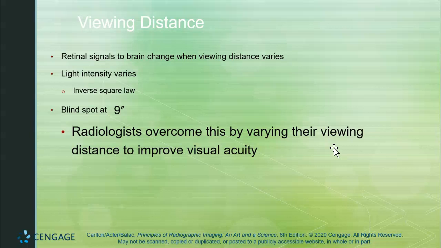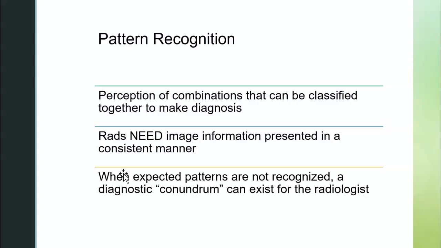There is a blind spot right at 9 inches. And did you know that? That's interesting, huh? Radiologists overcome this by varying their viewing distance to improve their visual acuity. They should be moving back and forth slowly, so that they can adjust and keep the light intensity coming into their eye changing so that it refreshes.